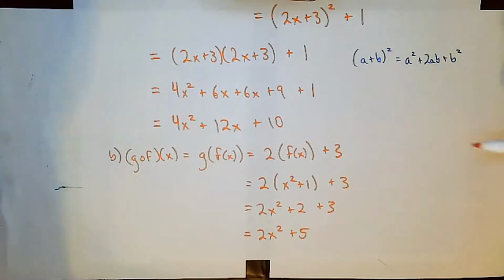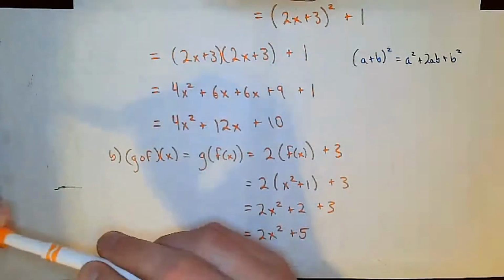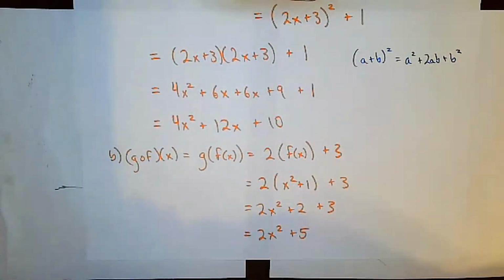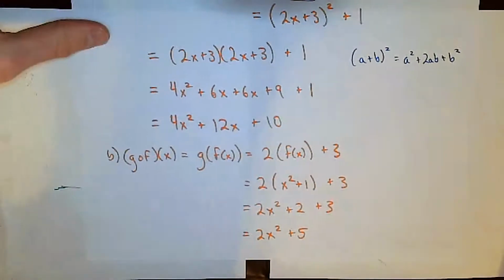The operation of composition does not commute, meaning that we cannot expect f of g of x to be the same as g of f of x, except maybe possibly in very special situations. Maybe we'll investigate that.